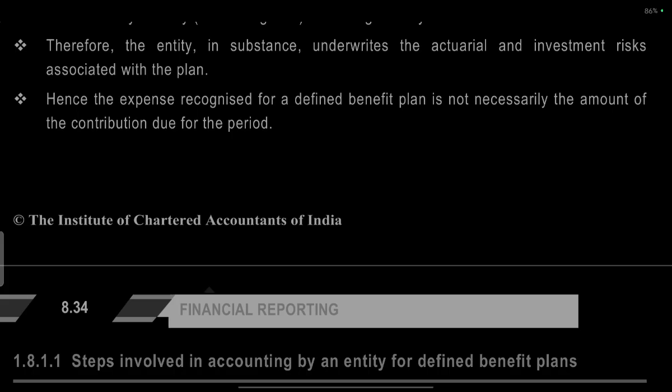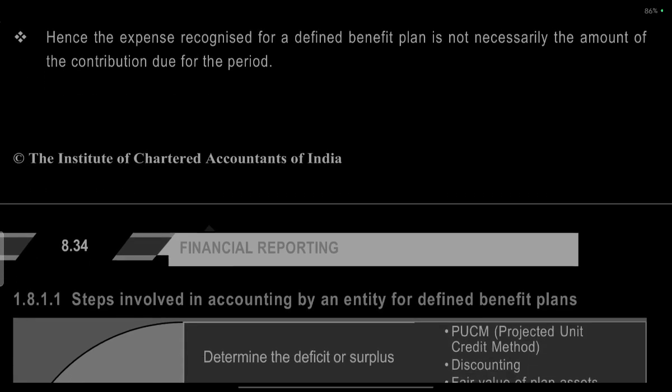Hence, the expense recognized for the defined benefit plan is not necessarily the amount of contribution due for the period.